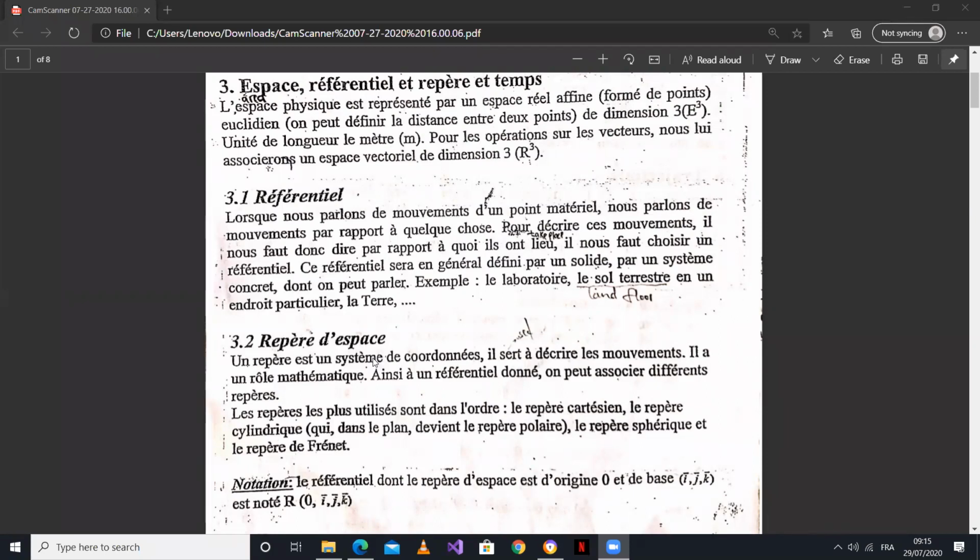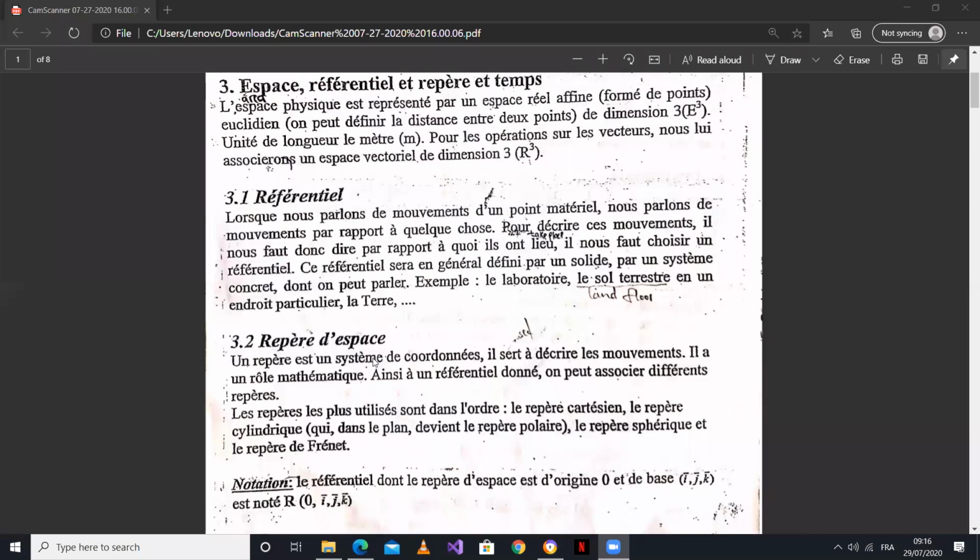Un repère est un système de coordonnées. Il sert à décrire le mouvement. Il a un rôle mathématique. Ainsi, à un référentiel donné, on peut associer différents repères. Les repères les plus utilisés sont, dans l'ordre, le repère cartésien, le repère cylindrique, qui dans le plan devient le repère polaire. I'll explain this point later on. Le repère polaire. And finally, we have le repère sphérique, et le repère de Frenet.